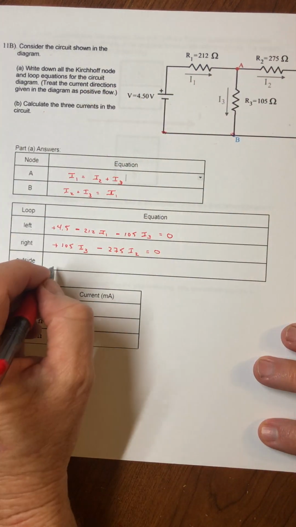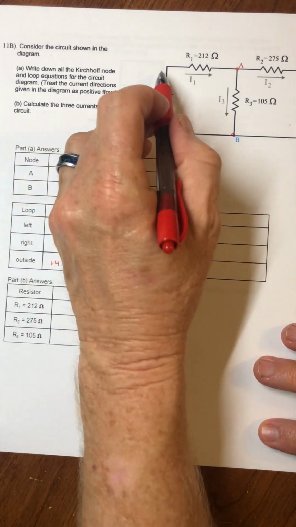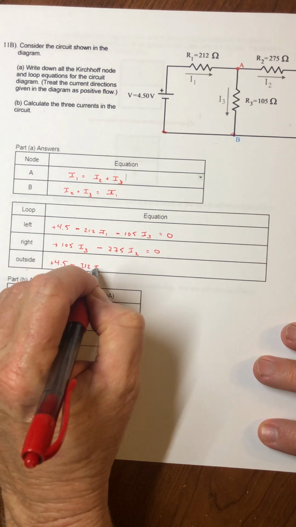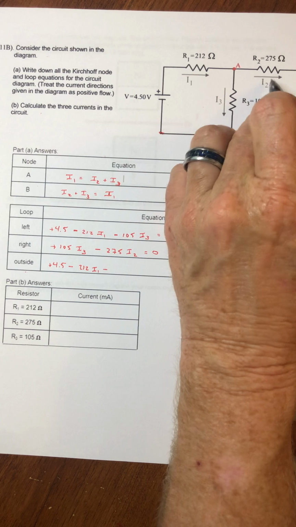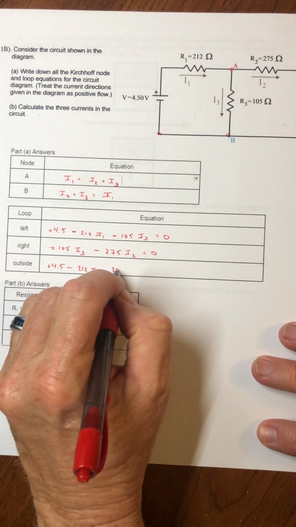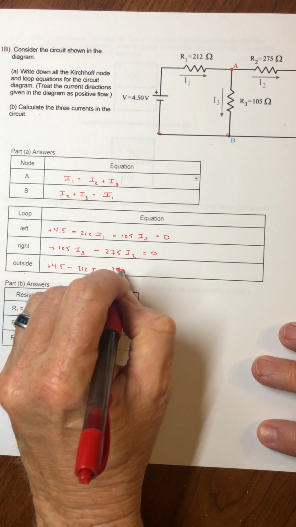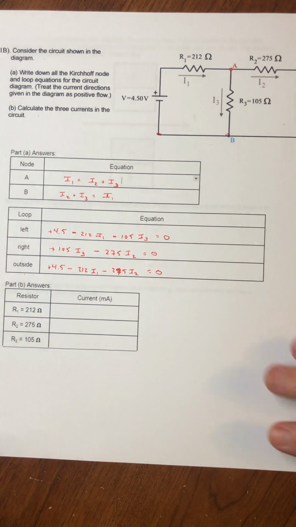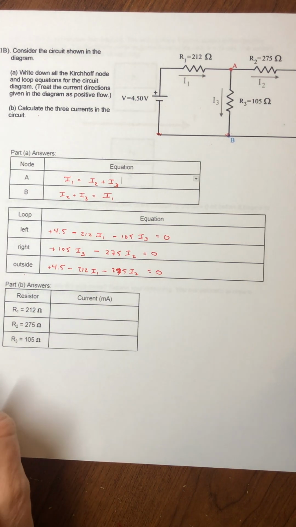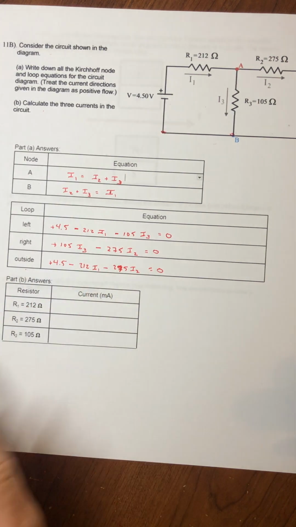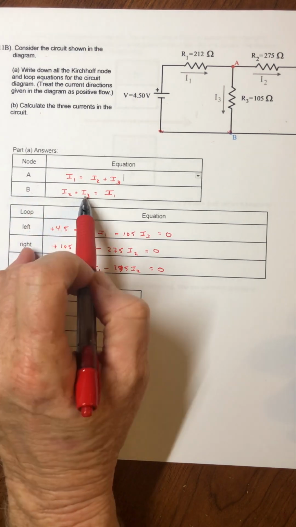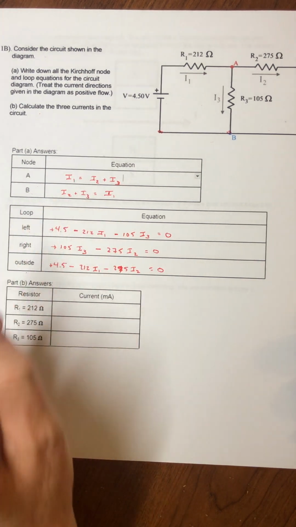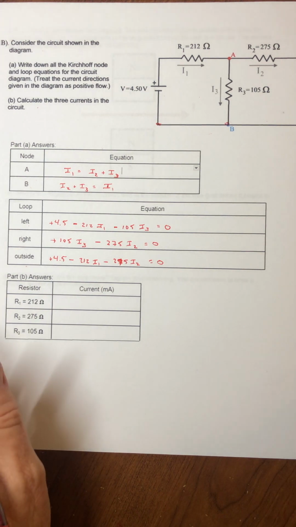Starting here with the big loop, I will go plus 4.5 minus, because I'm going with current number 1, 212 I1. Going with the current for number 2, so it's a minus 275 I2. It comes around and completes the big loop. So obviously you can see, just add those two together. It's like the rejoining of the currents after they separated. So that's not a new piece of information.